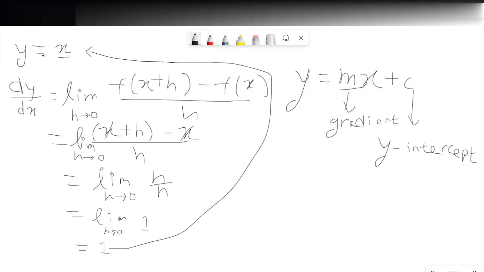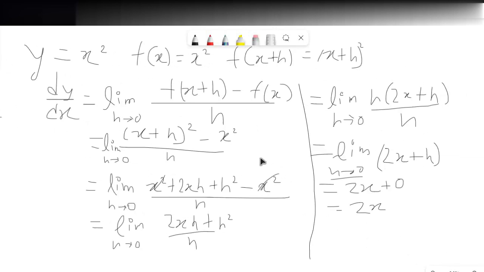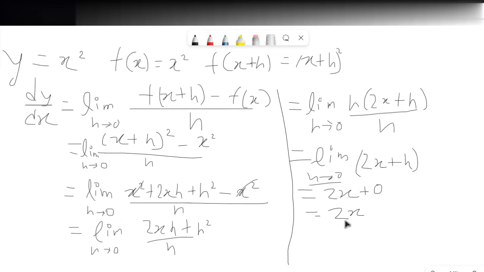Now if you notice, if you apply the gradient function on y equals to x, then you get 1, and if you apply the gradient function on x square, then you get 2x.